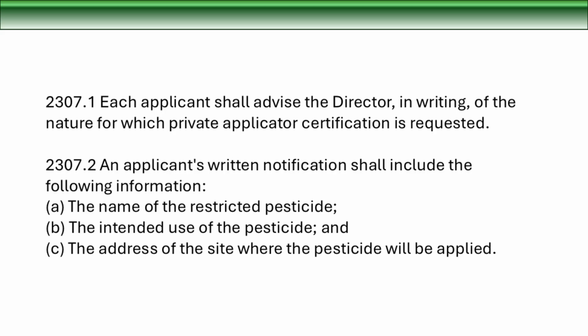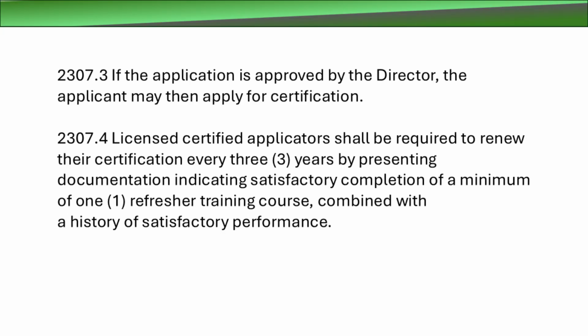2307.2. An applicant's written notification shall include the following information. A. The name of the restricted pesticide. B. The intended use of the pesticide. And C. The address of the site where the pesticide will be applied. 2307.3. If the application is approved by the director, the applicant may then apply for certification.